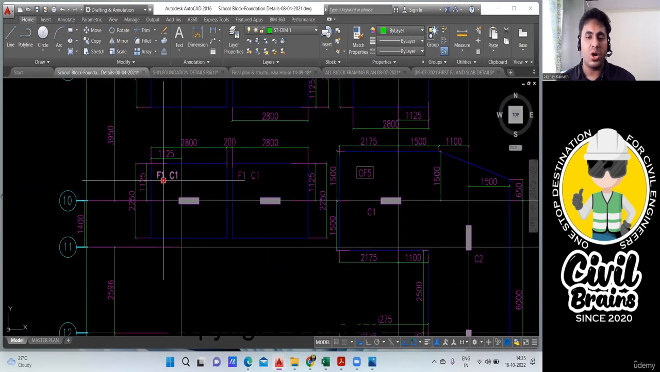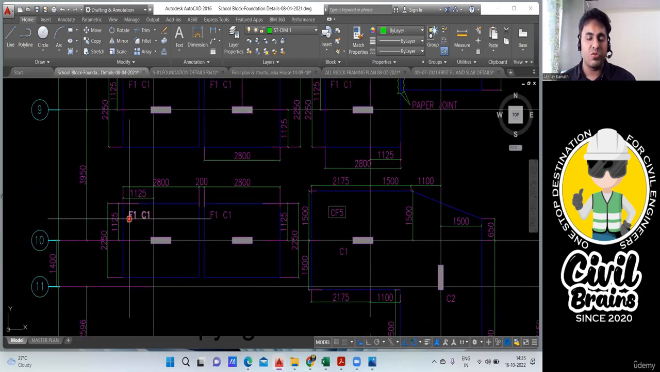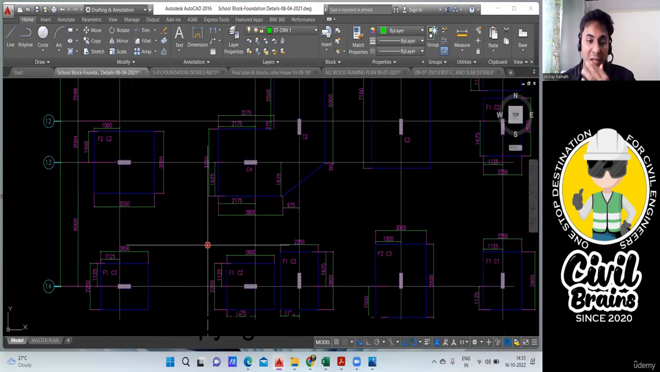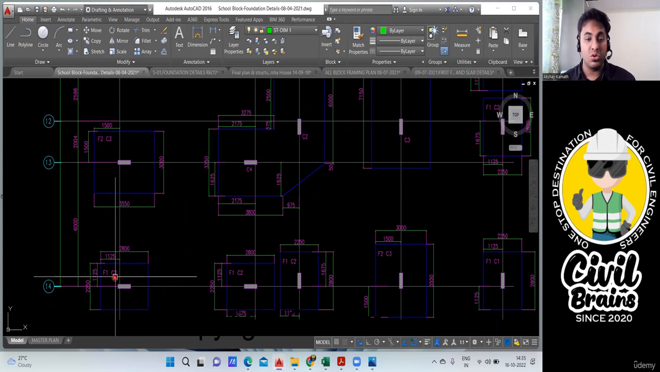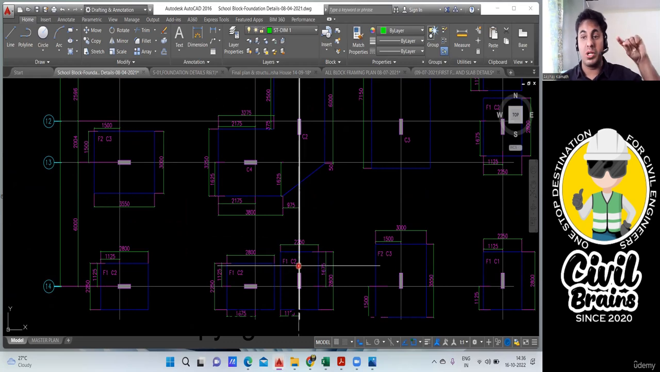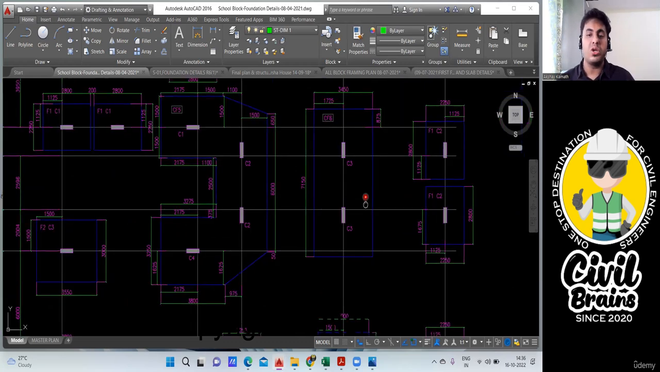And on F1 footing, how many columns are coming? Like this is F1 footing, C1 column is here. Again you see for F1 footing, here C2 column is there, F1 footing C2, again F1 footing C1. Means you'll write how many C1 columns are there on F1 footing. Again you'll write C2 columns on F1 footing. Okay, so try to do this so that you get an idea.